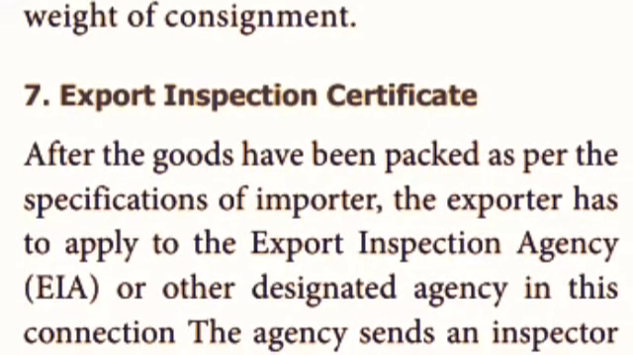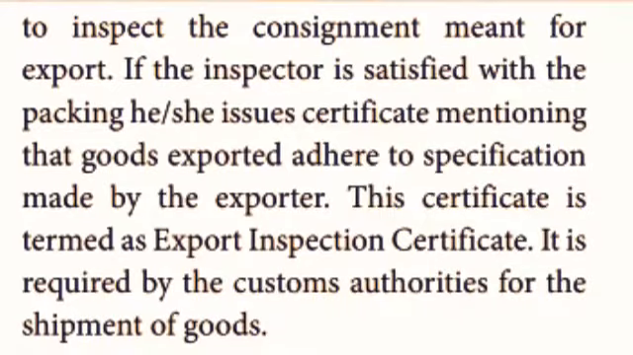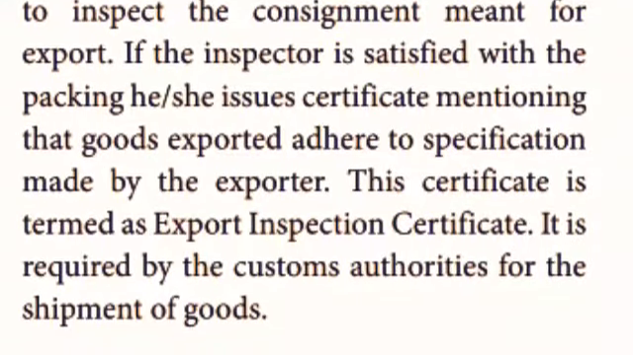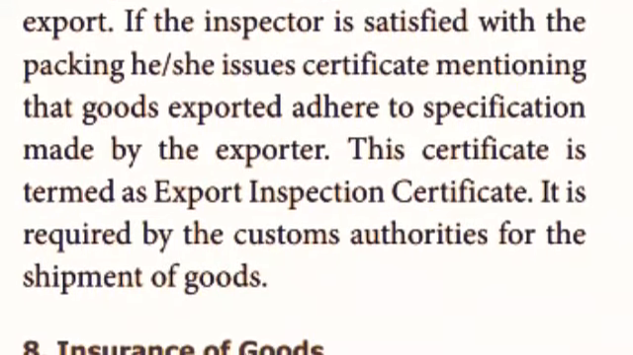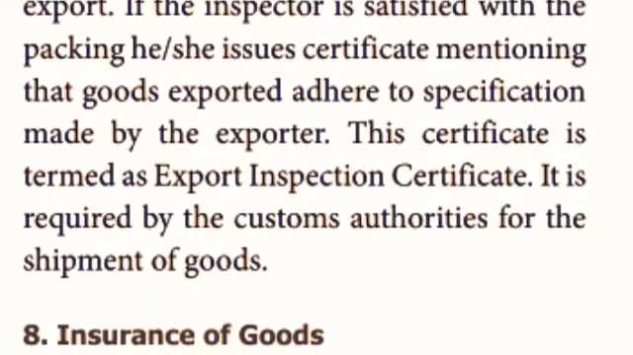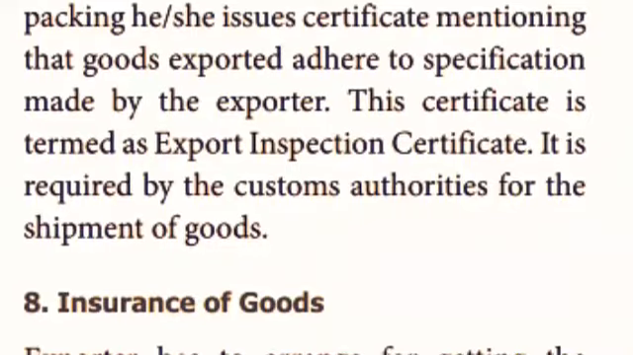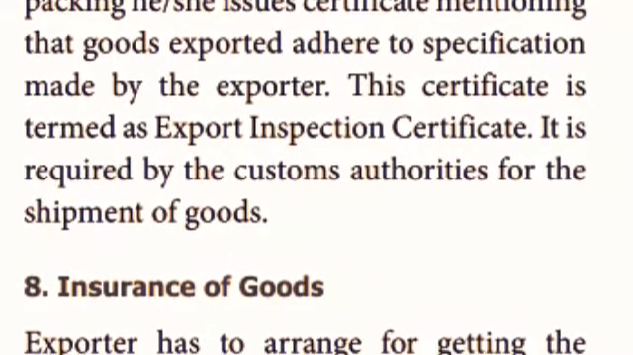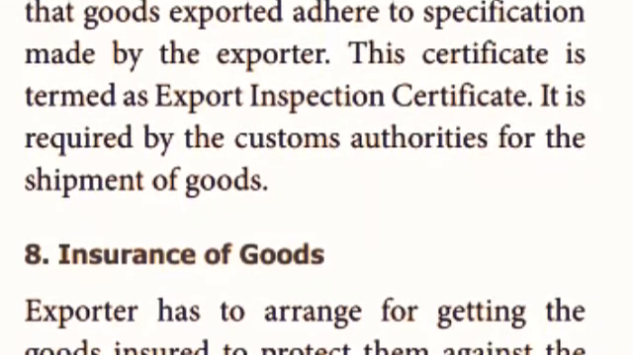They have to follow the rules or not; what items they send, what items they export, everything they have to see or check. Okay children, if the inspector is satisfied with the packing, he or she issues a certificate mentioning that the goods exported adhere to the specification made by the exporter. This certificate is termed the export inspection certificate. It is a record for the customs authorities for the shipment of the goods. So this is one of the proofs we have to send.